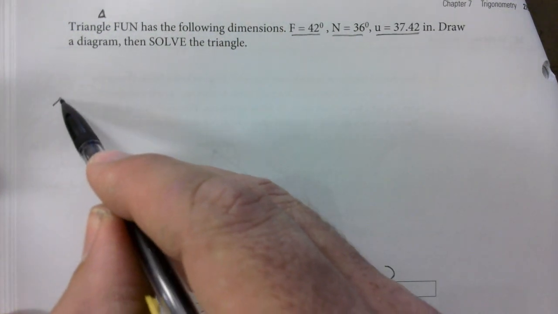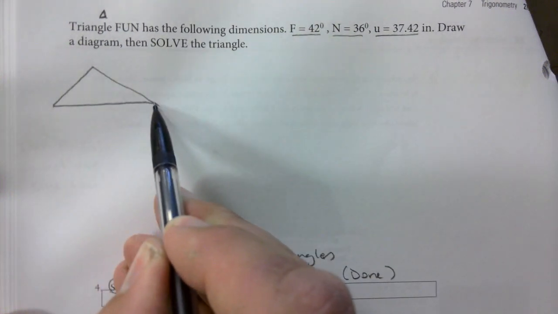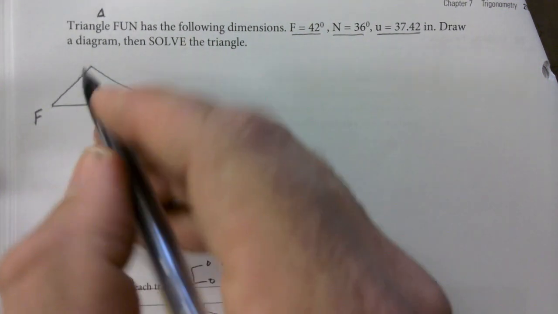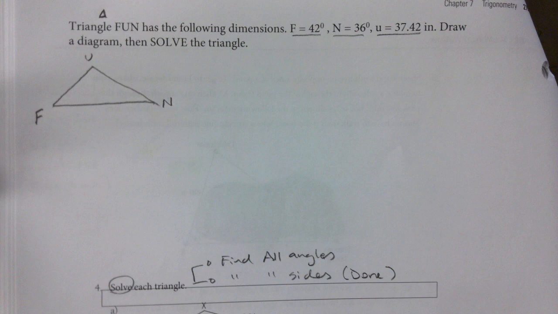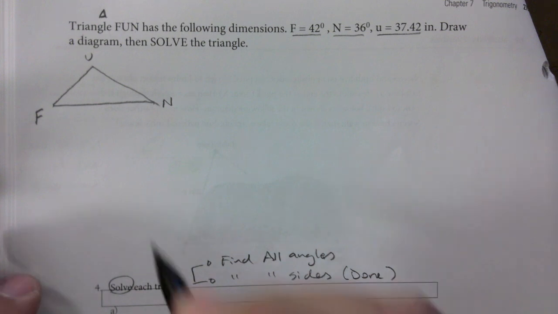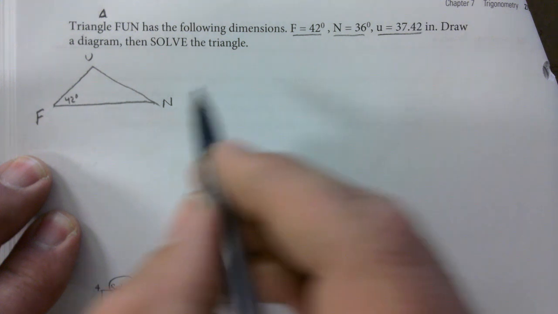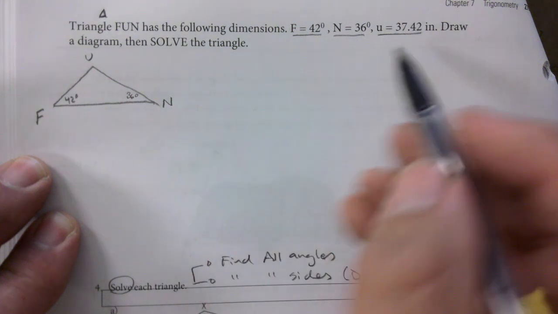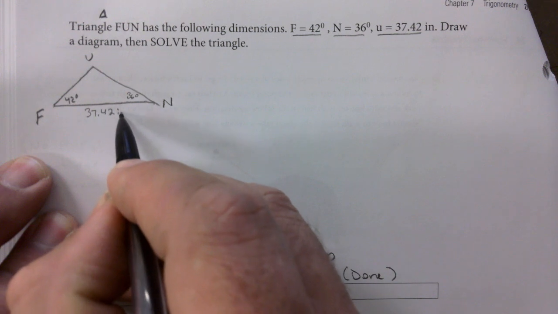So I would suggest you just draw a generic triangle. It shouldn't be symmetrical necessarily, but you just start at a corner and go clockwise. Doesn't matter which corner you start. Yours may look different, but ultimately we will all have the same triangle. So then you put down 42 degrees here. N is 36. And U is 37.42 inches.